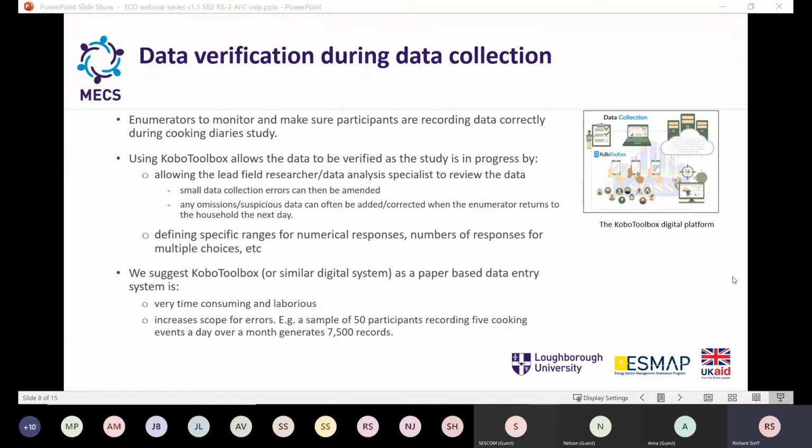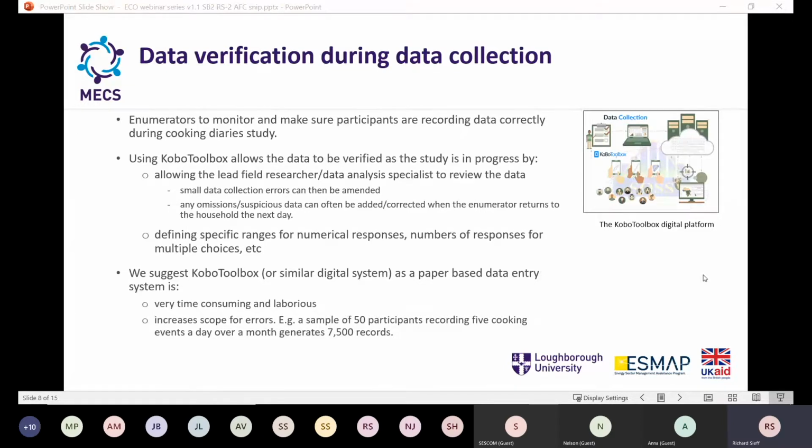Now a word on data verification and how the enumerators and lead researcher are involved in this. Enumerators monitor and make sure participants are recording data correctly during the study. They might notice that someone is using the hanging balance incorrectly, for example, and be able to train them again to get accurate readings. Meanwhile, the lead researcher is checking the data as it comes in, making sure it is good quality and catching any anomalous data as it arrives. This is why COBO Toolbox is such a useful tool. The daily upload means it's much easier to check data while the study is ongoing and make the necessary changes to improve it and correct any issues.